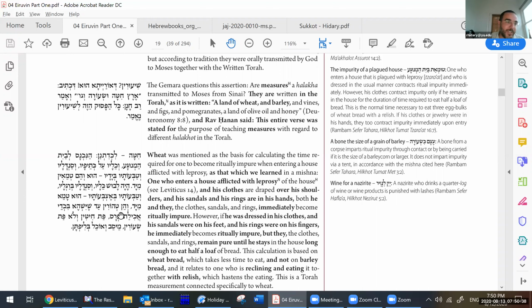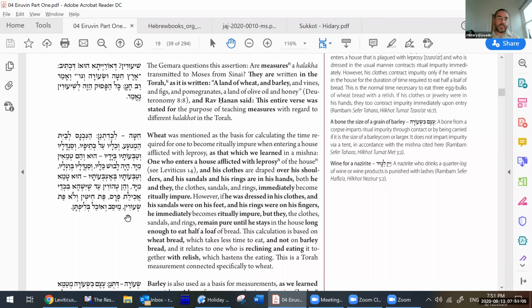Now, how it applies to us. What's the amount of time it takes to eat a meal? Well, to eat a peras. A peras is a loaf of bread, about four eggs' worth of bread. And what kind of bread? "Pat chitin, velo pat se'orin, eseh ve'ochel belifta." It's bread made out of wheat, which is easier to eat than bread made out of barley. That means you're sitting down for a meal and eating it with some dip, which also makes it easier to eat. It's easier to eat as you're reclining and concentrating on it. So in other words, it's a relatively short amount of time.